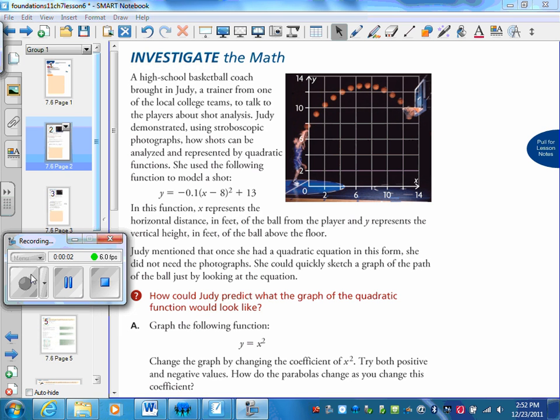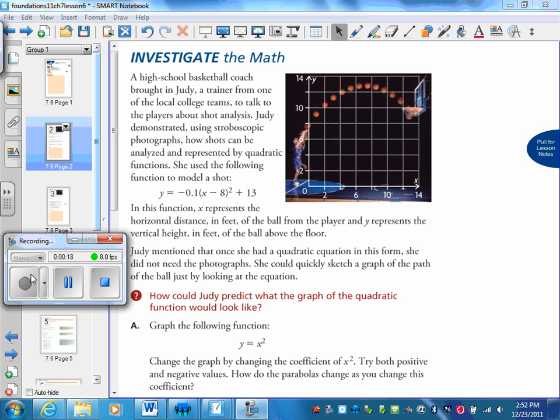Hi, grade 11s. We are learning about vertex form of a quadratic function, which is a very valuable form, and what that can do to help us graph and know things about quadratic functions.